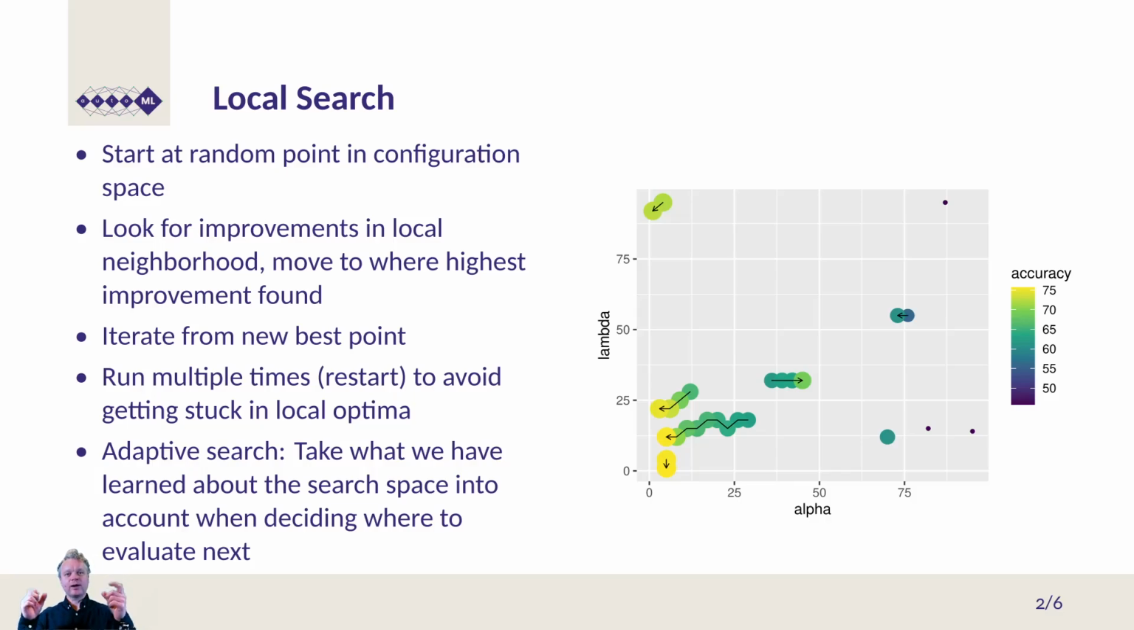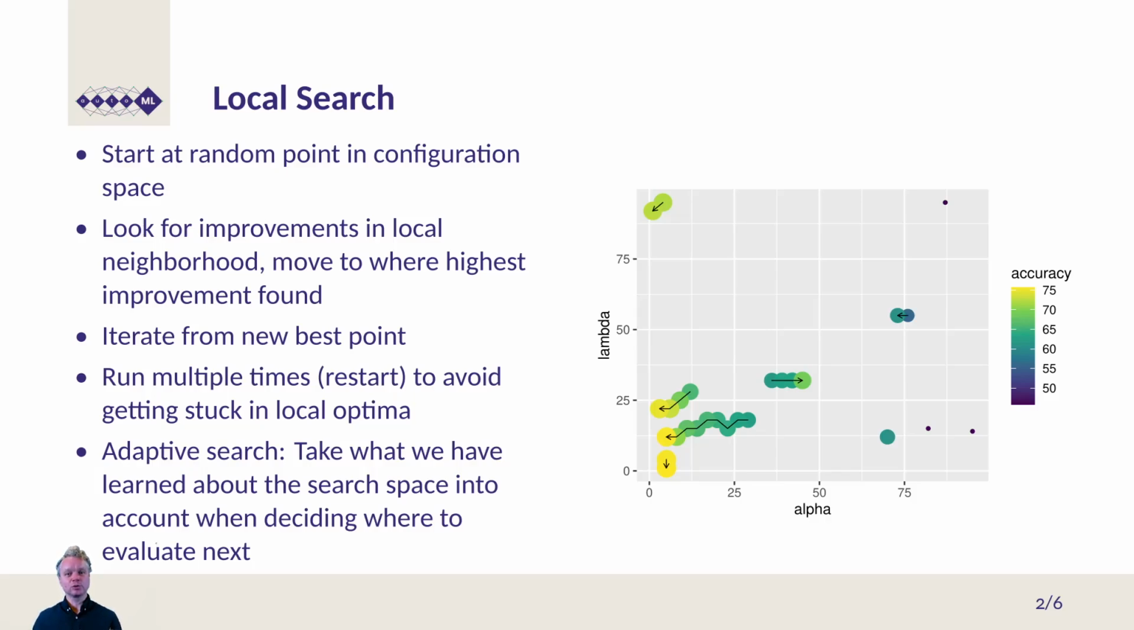We take a random point in our configuration space, and then we look for improvements in the local neighborhood, and we move to where the highest improvement is found. This is very similar to how you might do this manually. You start at a particular point, and then you look around that point to see whether you can improve by moving in a particular direction. Then you simply iterate this. We have started at a particular point, we have found a way to improve on that, and then we try to improve on that new best point that we have found so far.